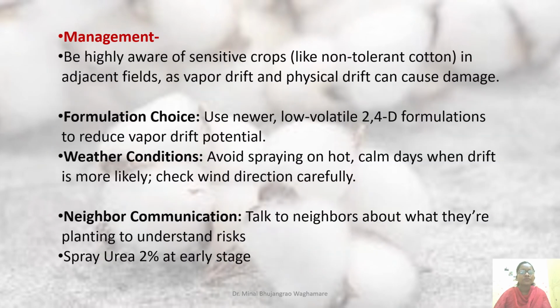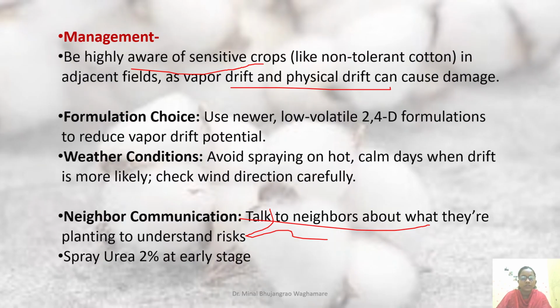Coming to the management, we first have to communicate with the neighbor about what kind of crop they are sowing, and whether they are taking the risk of using the herbicide 2,4-D dicamba. We have to communicate first, and manage this disease with awareness. Be highly aware of sensitive crops in the adjacent field, as vapor drift and physical drift can cause damage.